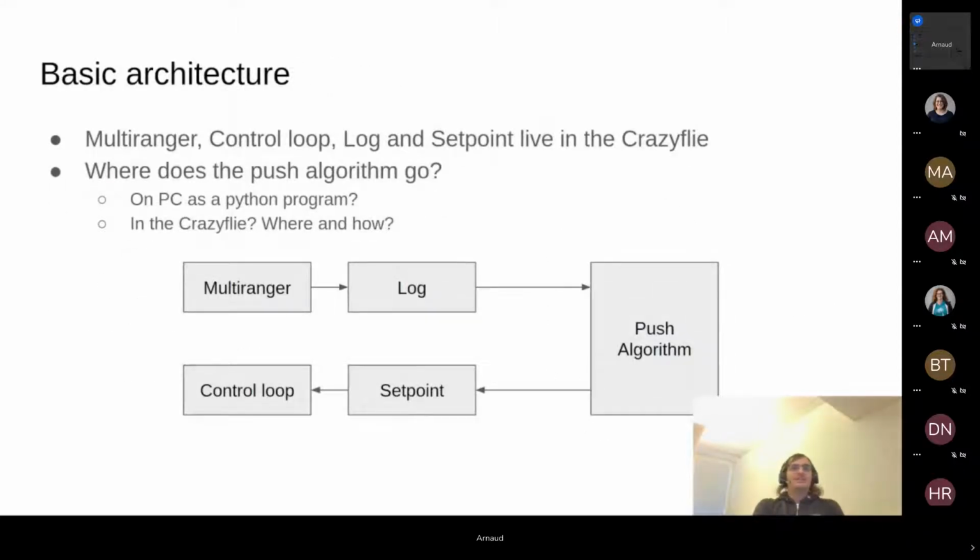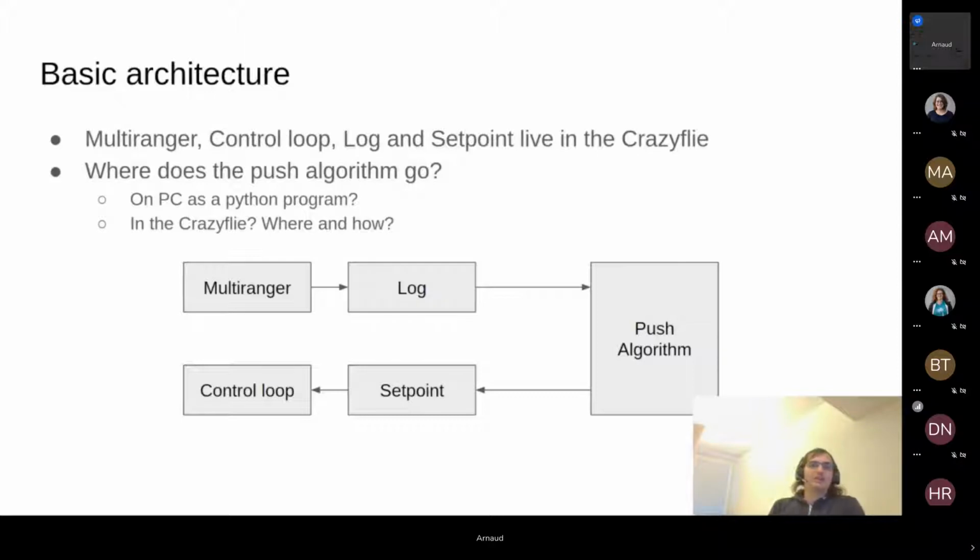So how will the architecture look? The multi-ranger in the Crazyflie measures ranges in all directions and makes this measurement available as a log variable. We have a log subsystem in the Crazyflie that allows you to poll variable values at regular intervals. We need a push algorithm that implements what we want to do here, pushing the Crazyflie around. And this will result in generating setpoints for the Crazyflie. So where do we want the Crazyflie to go? And this will then be fed to the control loop in the Crazyflie, and the Crazyflie will actually follow orders.